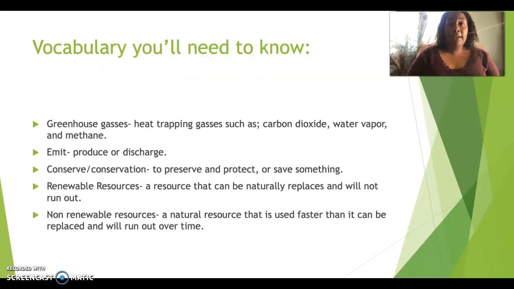So here are some of the vocabulary terms that you will need to know. Greenhouse gases are heat-trapping gases such as carbon dioxide, water vapor, and methane. So these three terms at the very end of this definition are a great example of something that you may want to write down and ask a question about.